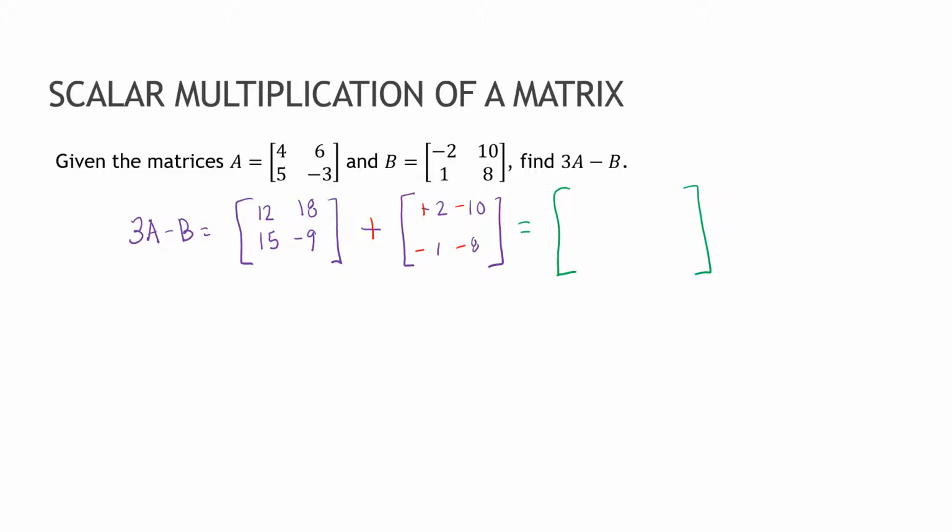So 12 plus 2, 14. 18 plus negative 10 is 8. 15 plus negative 1, and negative 9 plus negative 8, and I'm all done.